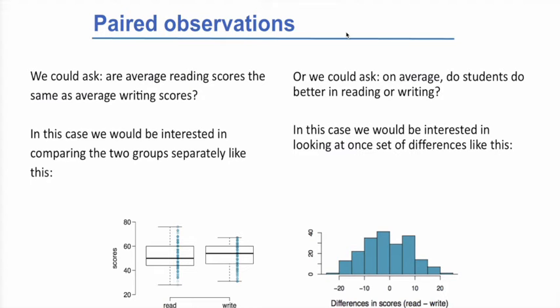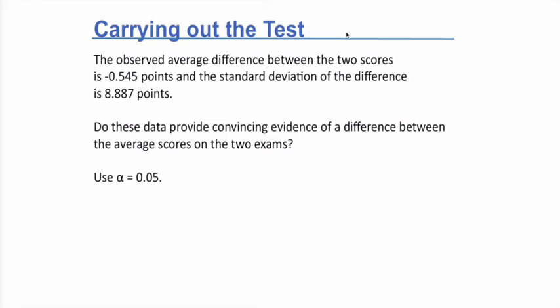Here they did reading minus writing. The observed average difference between the two scores is negative 0.545 points, and the standard deviation of the difference is 8.887 points. Do these data provide convincing evidence of a difference between the average scores on the two exams? Use alpha equals 0.05. So, full 4-step hypothesis test time.